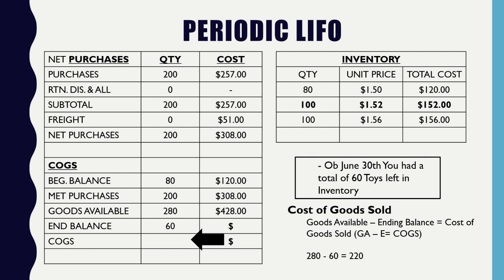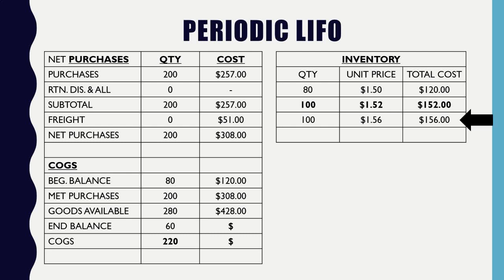So in this case, that means we have a total of 280 toys available that I can sell, at a grand total of $428 even. Then we were given that on June 30th, we had a total of 60 units on hand. So if I had a total of 280 and I have 60 left, I must have sold 220 items.